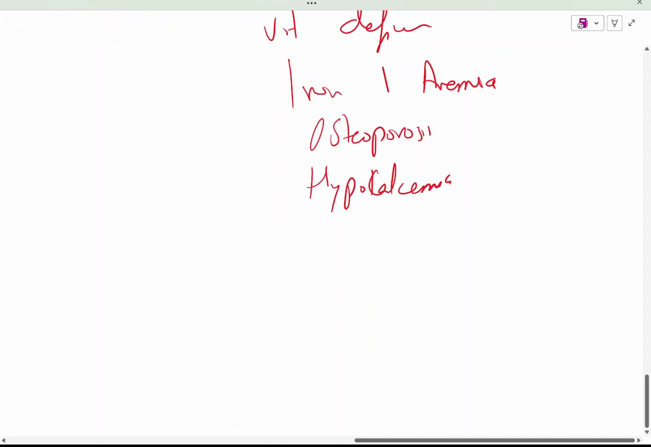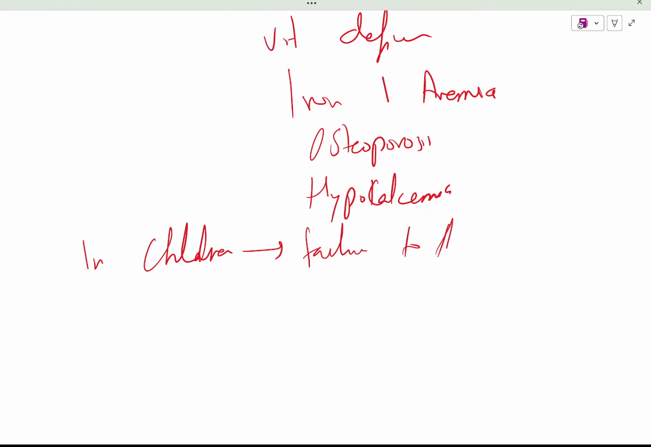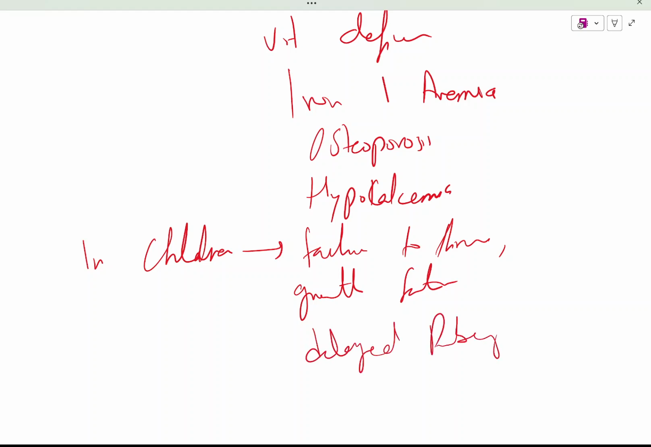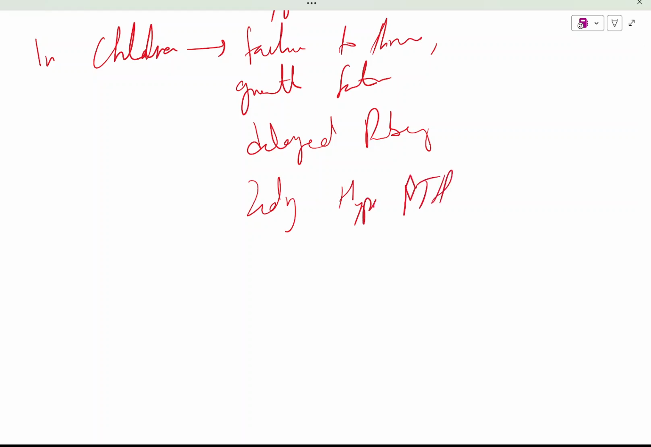hypocalcemia. In children, what will happen? A child consumes solid food and he is a diarrhea patient. What will he gain? He will gain nothing. In children, they will not grow. Failure to thrive, growth failure. His puberty will be delayed. What other feature? Secondary hyperparathyroidism.